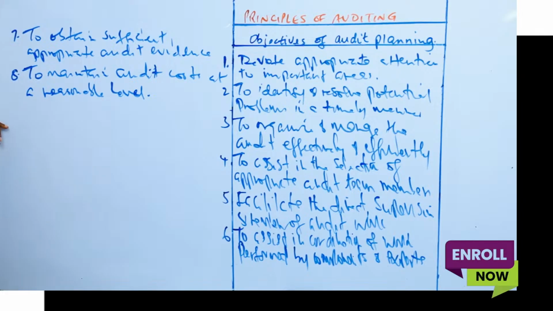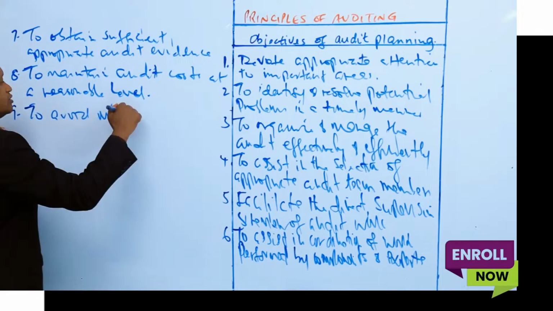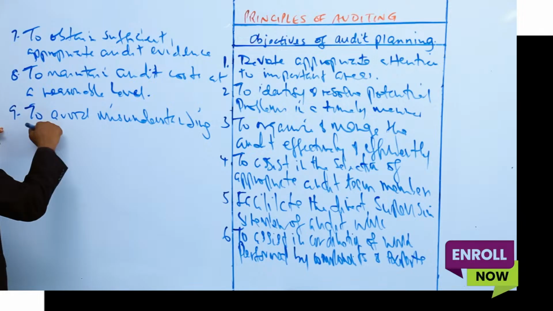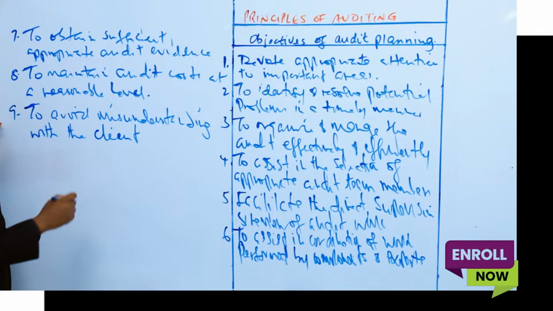Then lastly, candidates, number 9, the last objective of audit planning, is that it helps to avoid misunderstanding with the client. A clear audit plan, often discussed and agreed upon with the client, sets expectations regarding the scope, the timelines, and the deliverables.